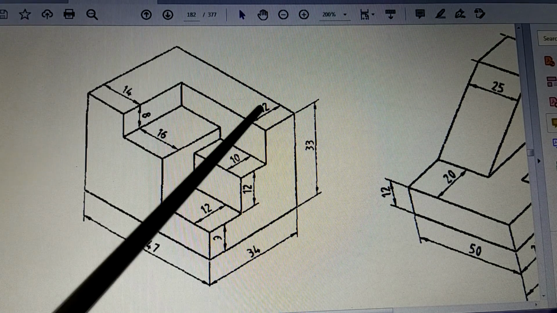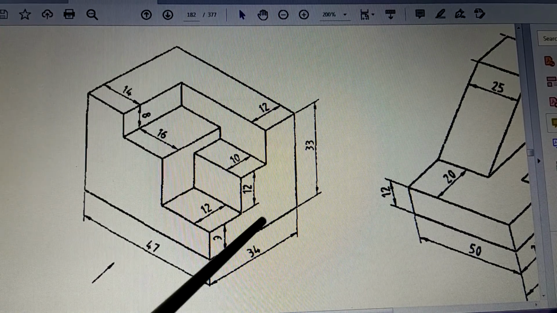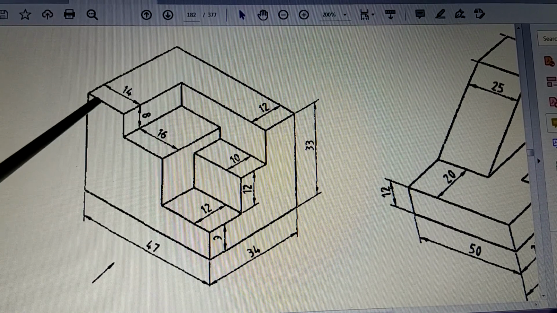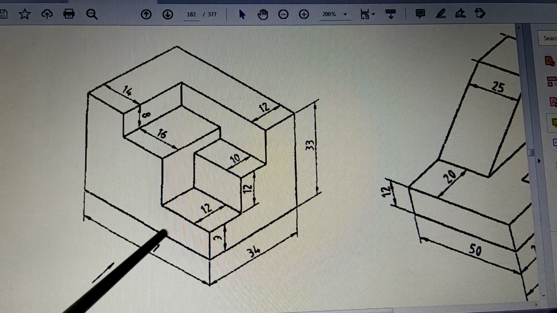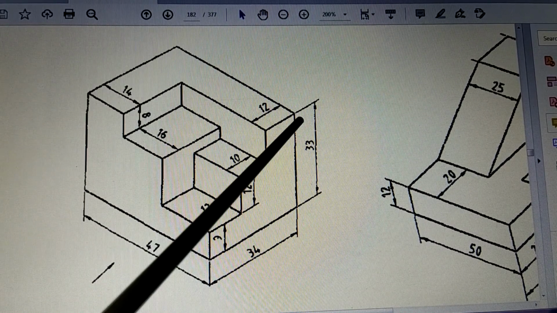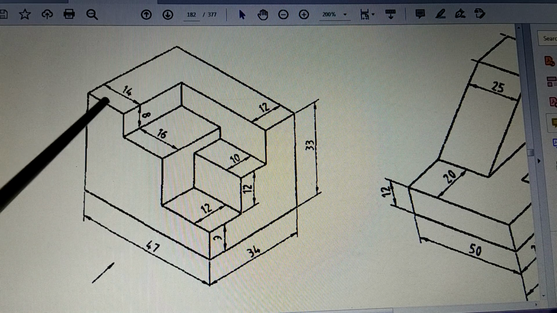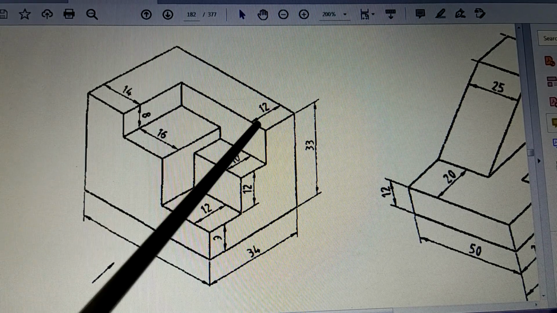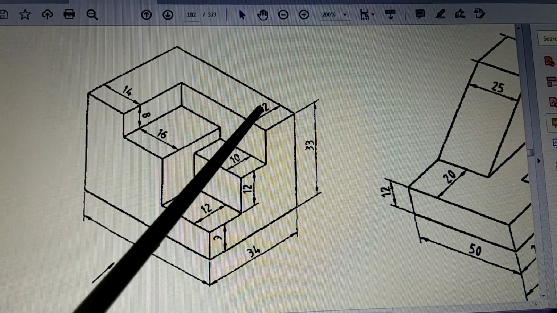So one is this L shape, this is clear cut seen. So this is 34, so this will be 34. So 34 by 47 is what you will be seeing as an overall shape. And then there is a width 14 and then 12. So this is the first surface that is seen.